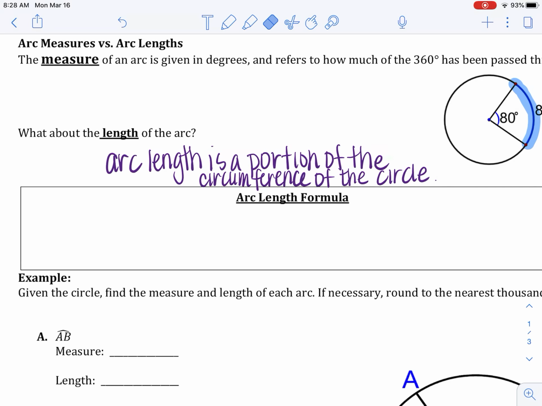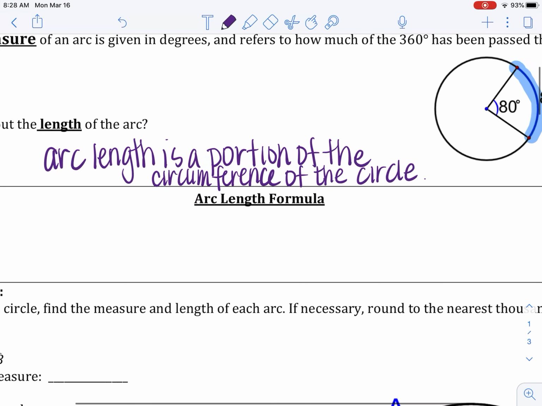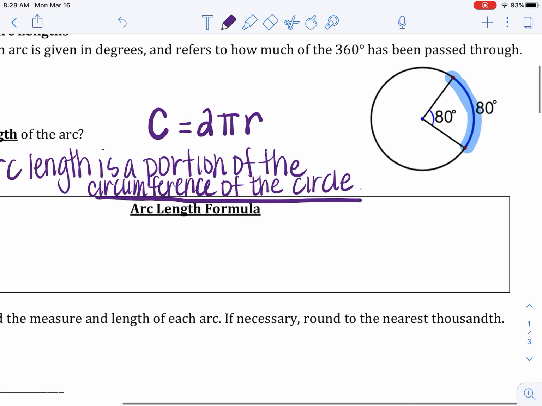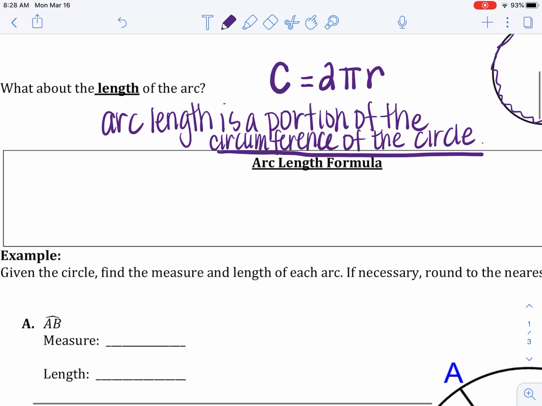So here is the arc length formula. Before we start the arc length formula, you have to know the formula for circumference of a circle. Circumference of a circle is the formula capital C equals 2 times pi times radius. So 2 times pi times radius would give me this whole entire length right here. But we're only doing part. So we are going to now get our arc length formula. It's just a portion of this.